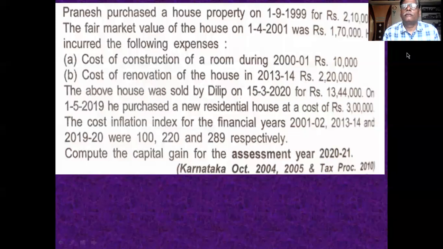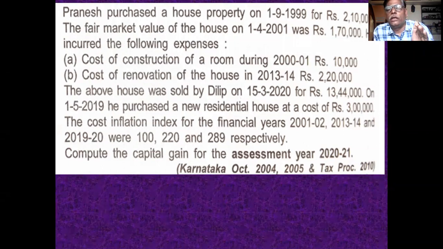You see this problem. Prakash purchased house in the year 1999. 99 is before 1/4/2001. The fair market value of the house on 1/4/2001 is 1,70,000. It is a very complicated and interesting problem. Acquisition year is before 1/4/2001 and fair market value on 1/4/2001 is 1,70,000. There are two values. Out of these two values, one value is considered as cost of acquisition. Which is considered as cost of acquisition? Anyone tell me?